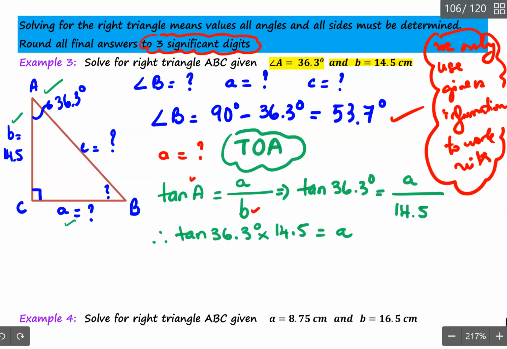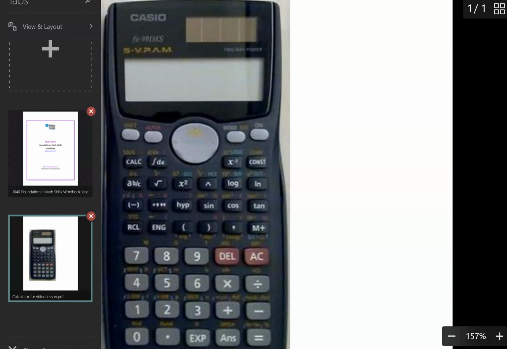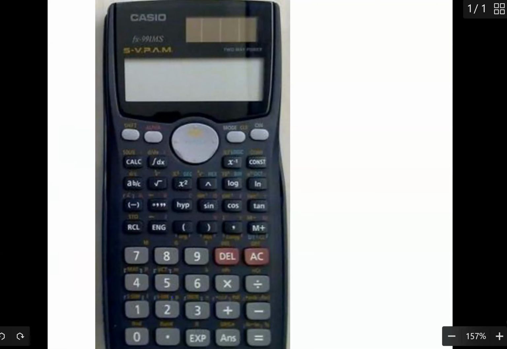Alright, so let's use our calculator to calculate this. Okay, so let's get back to our calculator. Again, a reminder to everyone that we should have degree mode to work with. Therefore, that's a degree right there. So I will put in, you press this key. Okay, so press that key. You should have tangent right there. And then you put in 36.3.